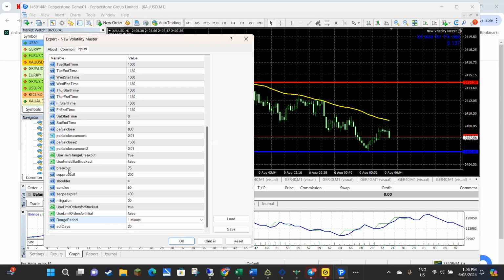Breakout, and I'll go through these settings too. Breakout refers to how I said that the software or market needs to break below or break above the range. The breakout setting is how far it needs to break below or above. And in this case, we're using 75 points.